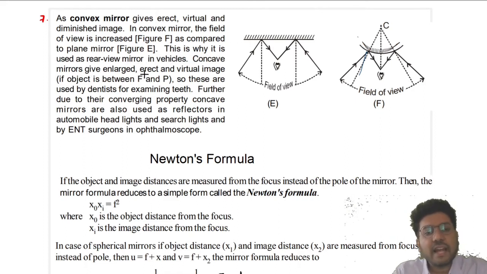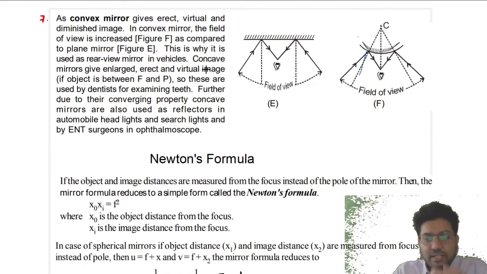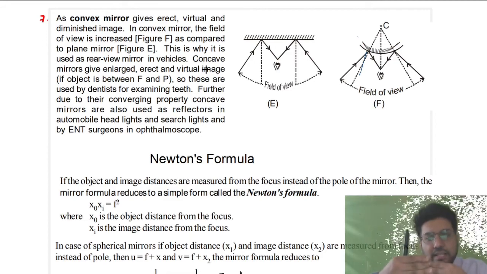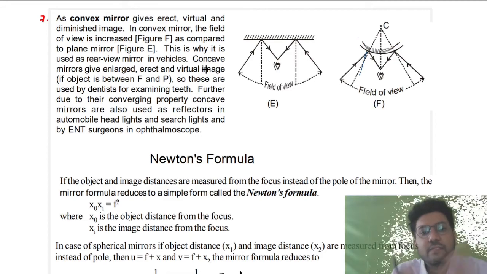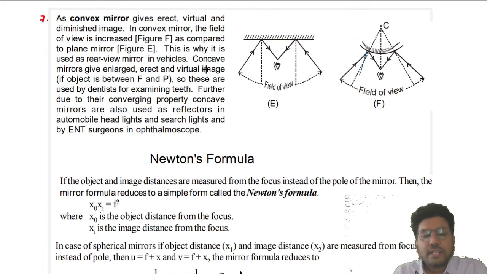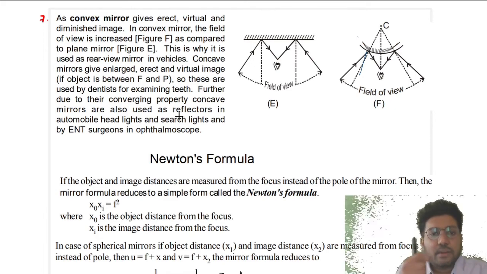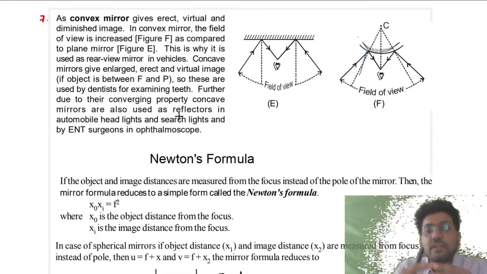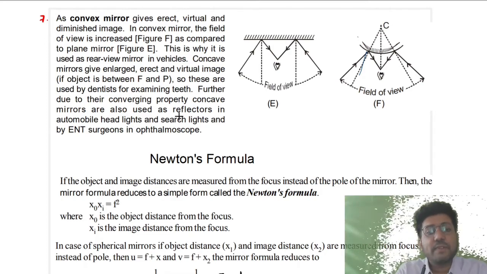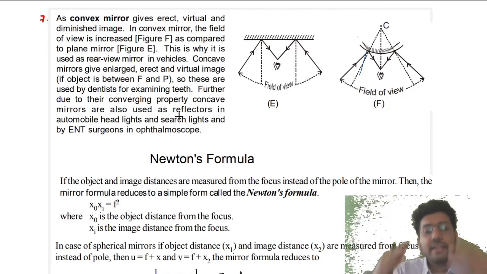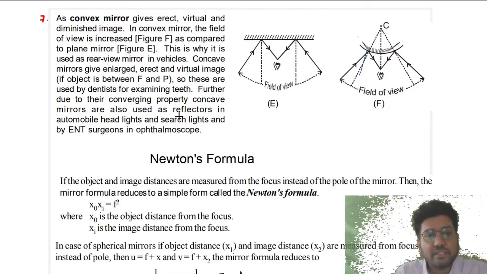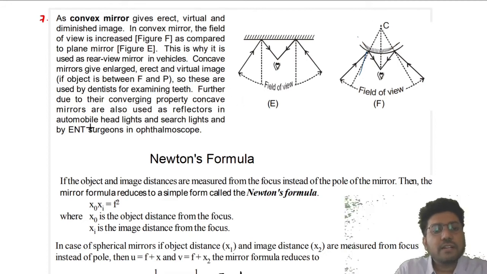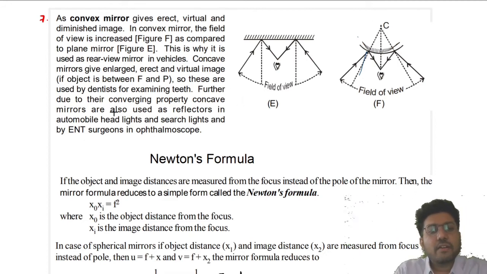A concave mirror gives an enlarged, erect and virtual image. In one particular situation, that is when the object is between pole and focus, it gives you an enlarged, erect and virtual image, right? That is why it is used by dentists for examining teeth, because in that case the mirror is very close. When it is very close, the object comes between pole and focus, and you get a virtual, erect and enlarged image.